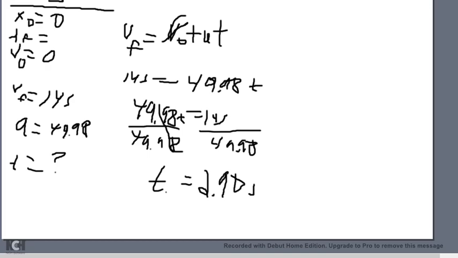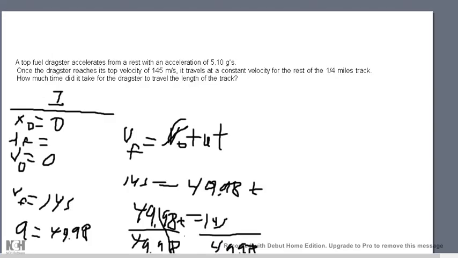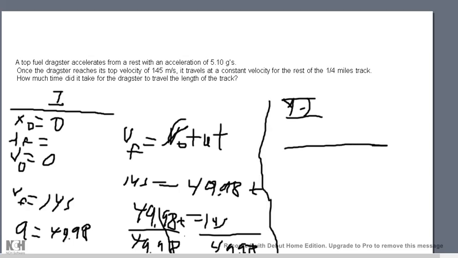That's just part 1. So I'm going to call that T1, for part 1. Part 2: once the dragster reaches a top speed of 145, it travels at a constant velocity for the rest of the quarter-mile track. Well, guess what? Let's let that be part 2, right? How far is he going to travel? A quarter of a mile is 0.25.